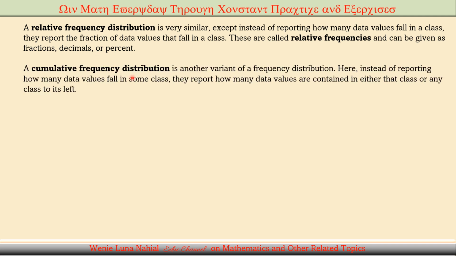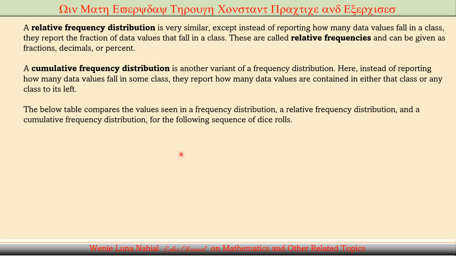A cumulative frequency distribution is another variant of a frequency distribution. Here, instead of reporting how many data values fall in some class, they report how many data values are contained in either that class or any class to its left.